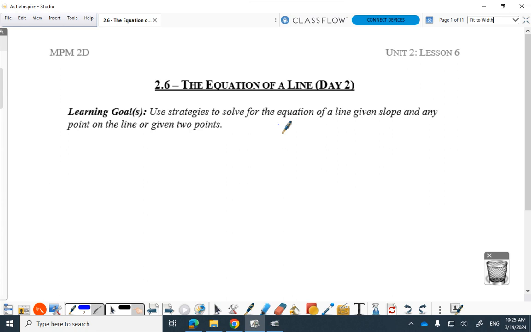Equation of a line, day 2. Use strategies to solve for equation of a line given slope and any point on the line or given 2 points. You're like, isn't that the same as yesterday? Yes. Different information. Yesterday was very direct information. Here, use this slope and this point. Go. Get it done. Today it'll be less direct. So yeah, get ready. Here we go.